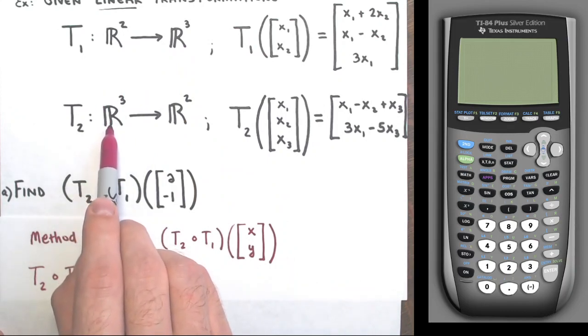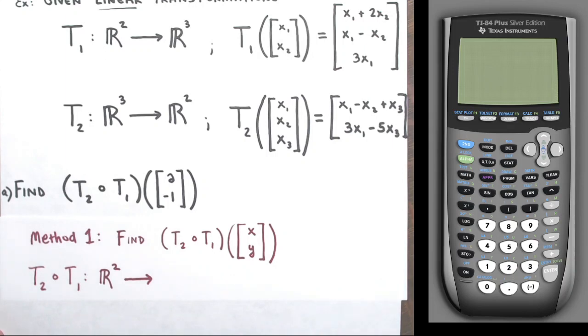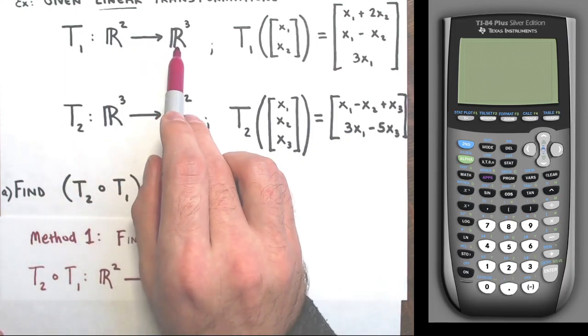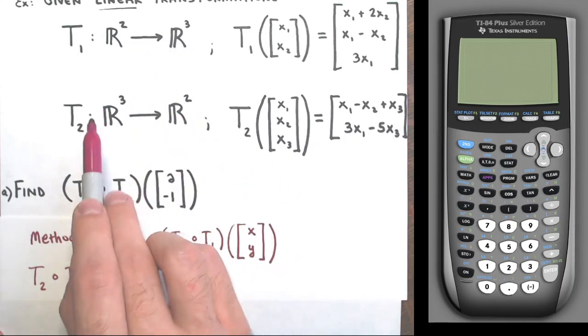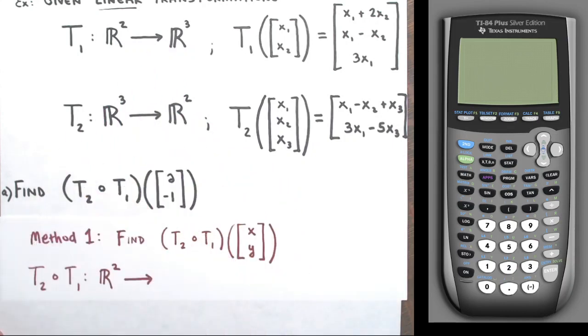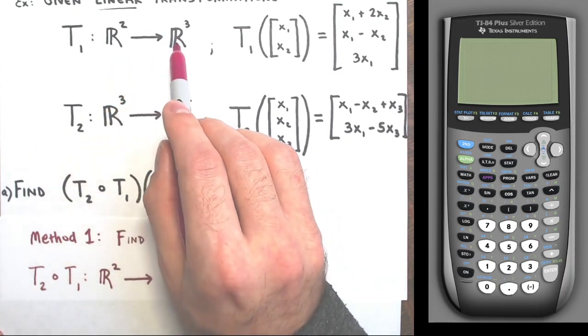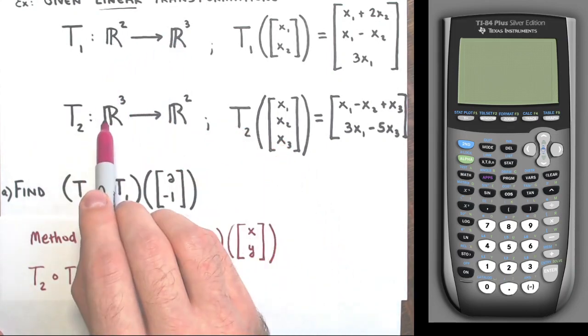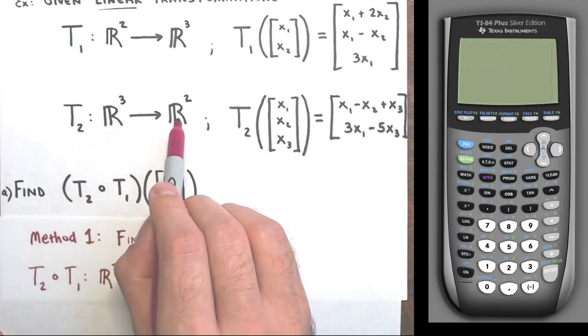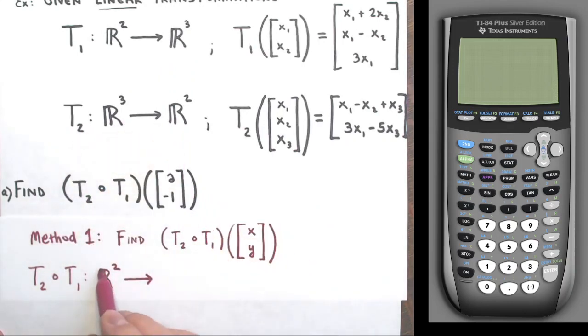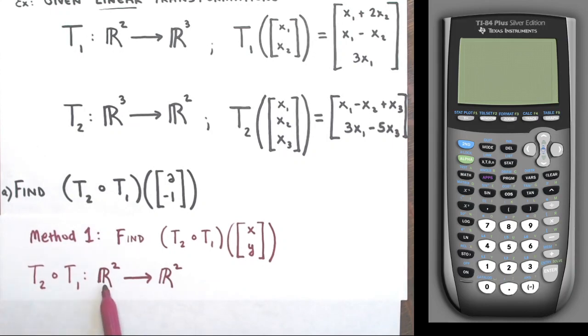So this will be well defined, right? That was what I was saying in the last page. Right? If the output vectors of the first transformation aren't in the domain of the second transformation, you can't go any further. But here we can. So I go through T1, get an output from R3, then I would take that output and put it through T2, which would give me an output in R2. So I'd be starting the composition with a vector from R2 and ending the composition with a vector from R2. So this is going to be a linear transformation from R2 to R2.